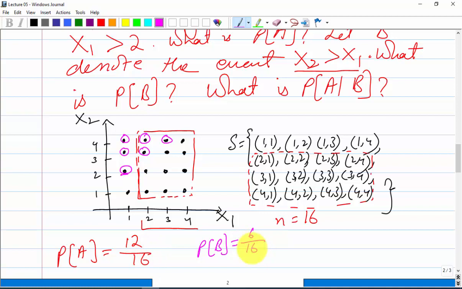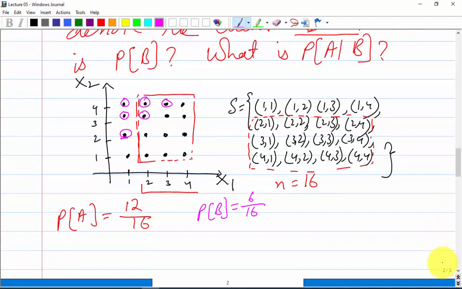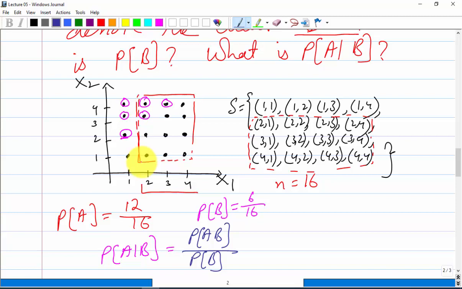Okay, the next part asks what is the probability of A given B. The probability of A given B will be the probability of A intersection B divided by the probability of B. So first we need to figure out the probability of A intersection B. From the tabular form, we have seen that A intersection B is just these 3 elements.